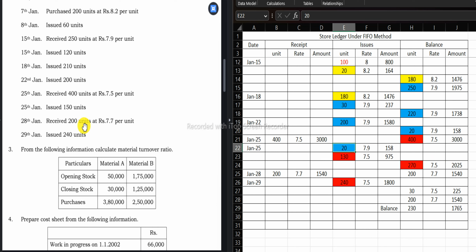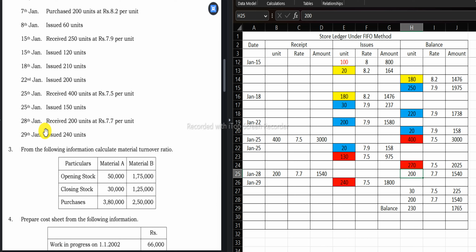Next, on 28th January we received 200 units, the rate is 7 rupees 70 paise, and the amount is 1540 rupees. Now we have two balances, one is 270 units and the second one is 200 units. So this is the balance remaining.